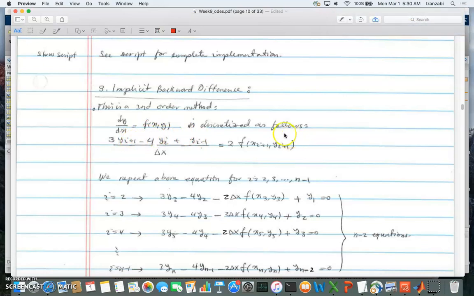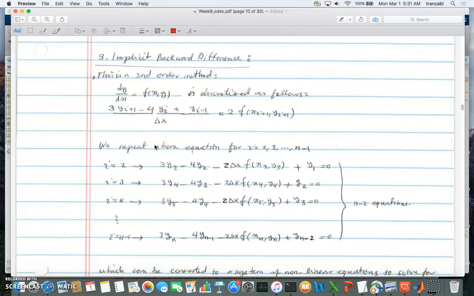Now because this is implicit, the right side should be the index of the highest y I used on the left. If I start from i plus 1, then this should be x i plus 1, y i plus 1. If I start from i, then this should be i minus 1, this should be i minus 2, and this should be i and i. So in the implicit method, the right side is always the highest index of the left side.